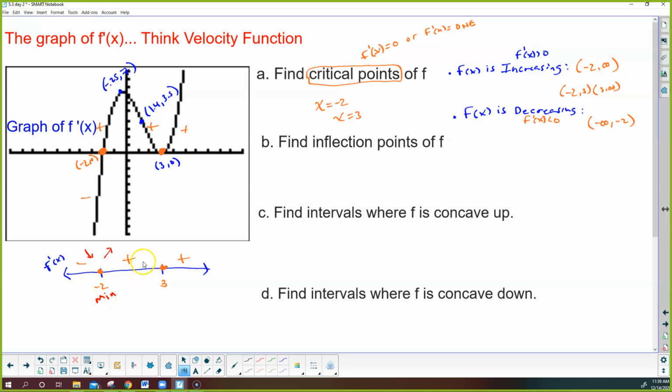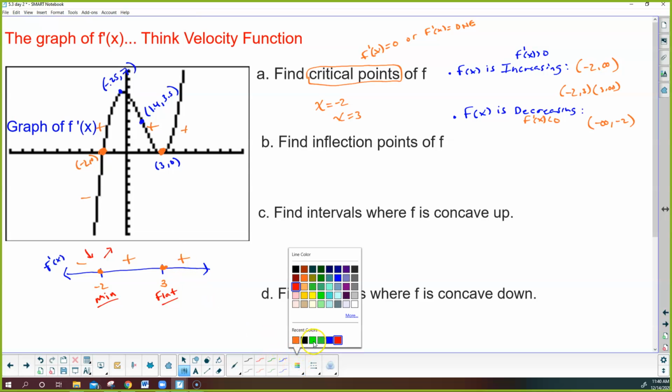And then I go from positive to positive. That means we're not a max or a min. Since there's no sign change, there's a flat spot here. Okay. So we know that there's a minimum, we know there's a flat spot, we know where the function is increasing, and we know where there's critical points, all from the first derivative. All right, so hopefully that's somewhat comfortable.